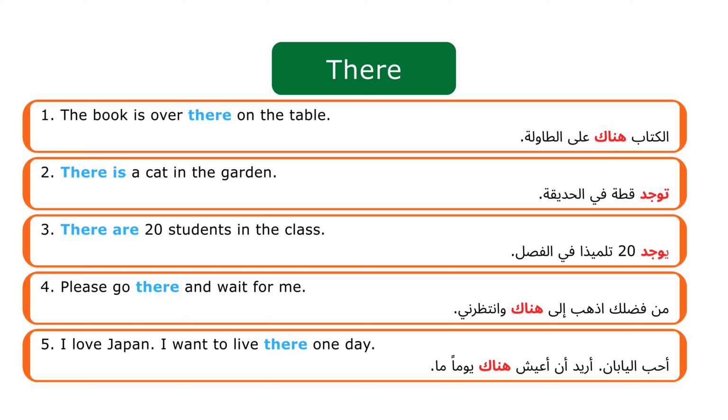1. The book is over there on the table. 2. There is a cat in the garden. 3. There are 20 students in the class. 4. Please go there and wait for me. 5. I love Japan. I want to live there one day.